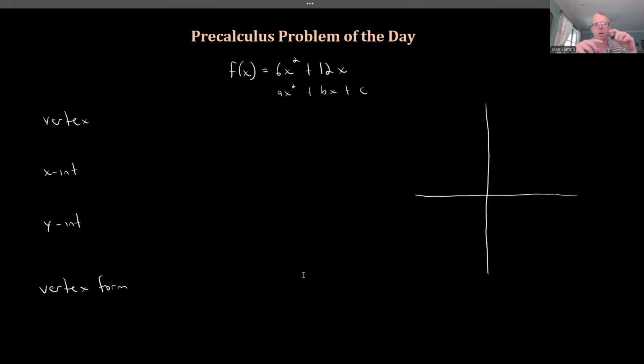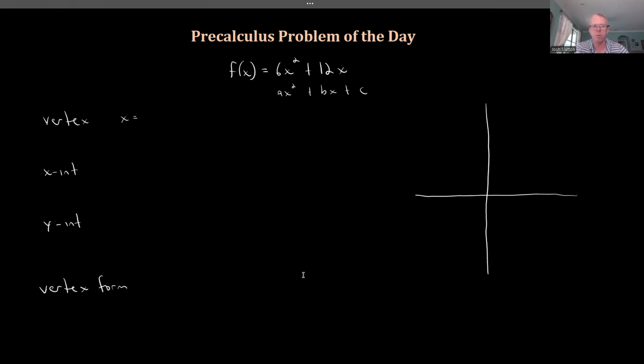And so the vertex is an ordered pair. The shape of a quadratic is like a U, or it could be an upside down U. And so the vertex is wherever that parabola changes direction, so either the bottom or the top, depending on which direction it's going. And so it's an ordered pair. So we need to find the x coordinate and we need to find the y coordinate.